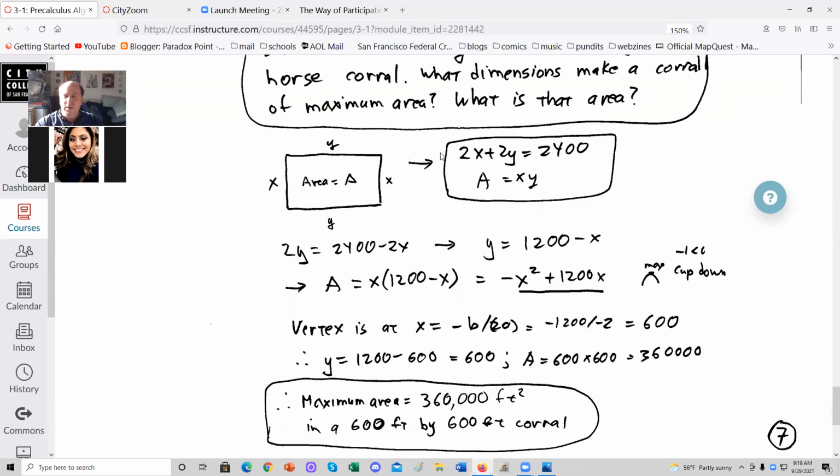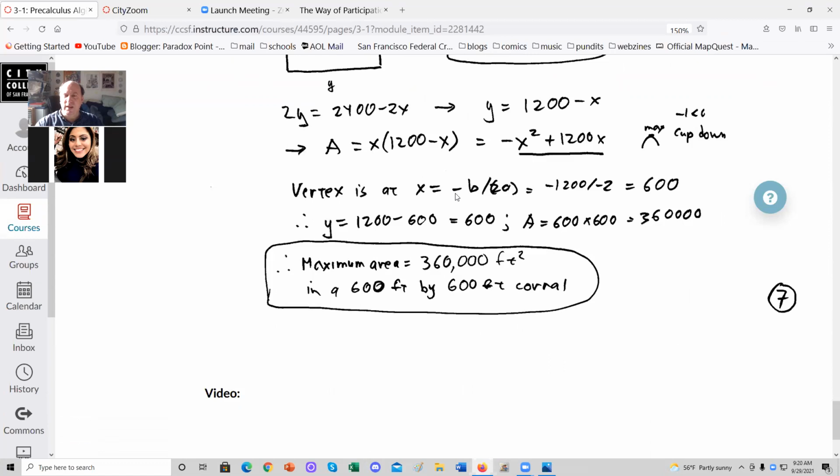All right, so if 2x plus 2y equals 2,400, then 2y equals 2,400 minus 2x, and dividing throughout by 2, y equals 1,200 minus x. And therefore A equals xy, which is x times (1,200 minus x). And after distributing and swapping the terms around, you get A equals negative x squared plus 1,200x. There's a negative 1 in front of the x squared, and negative 1 is less than 0. So it's cupped down, and the vertex is a maximum.